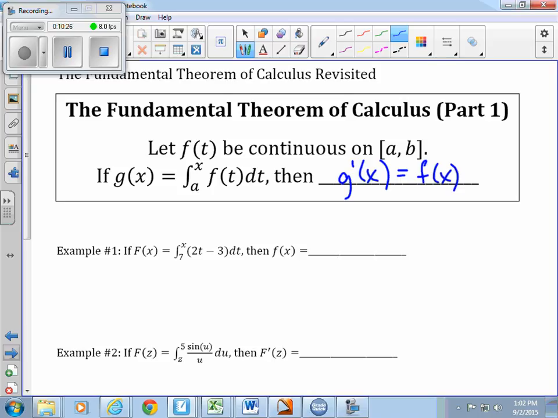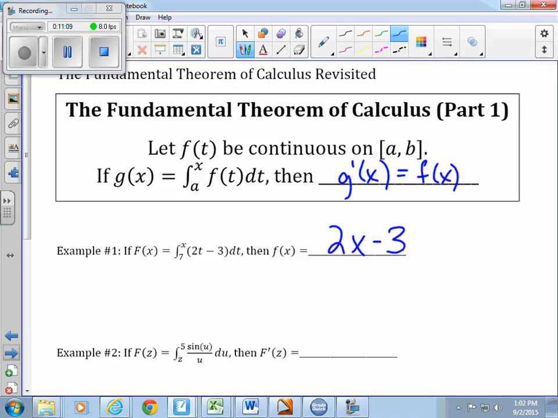Okay, example number 1. It's a 2-second question, isn't it? What's the answer? 2x minus 3. That's it. Now, could you do it the long way? You could, but it would waste a lot of time.